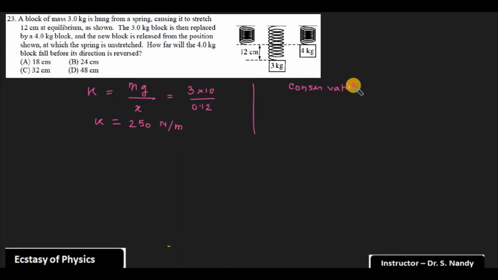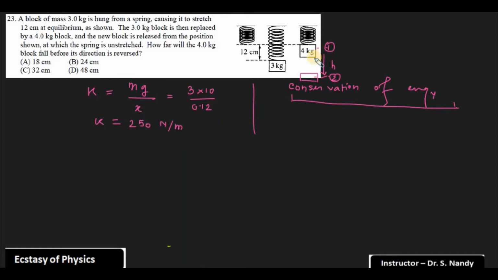Conservation of energy. Let's consider the block coming to this position, where it will be stretched by a distance equal to h. This is our first position, and when it is fully stretched, it will be the second position. In between the first and the second positions we can apply conservation of energy.